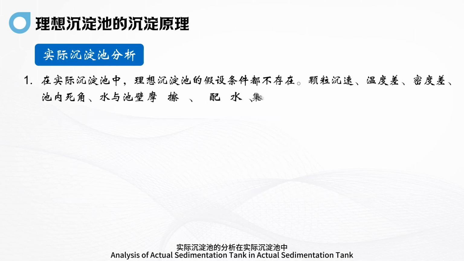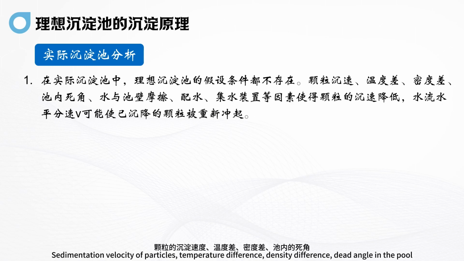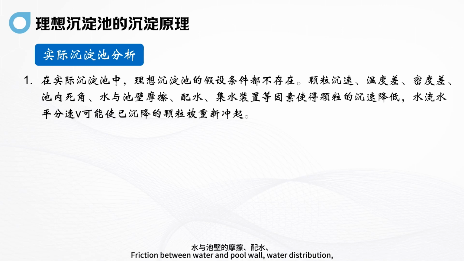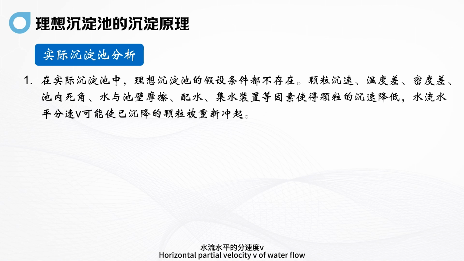Analysis of the actual sedimentation tank. In an actual sedimentation tank, none of the hypotheses of the ideal sedimentation tank hold. The sedimentation velocity of particles is reduced by factors such as temperature difference, density difference, dead angles in the pool, friction between water and pool wall, water distribution, water collecting devices and so on. The horizontal velocity v of water flow may also cause settled particles to be re-suspended.